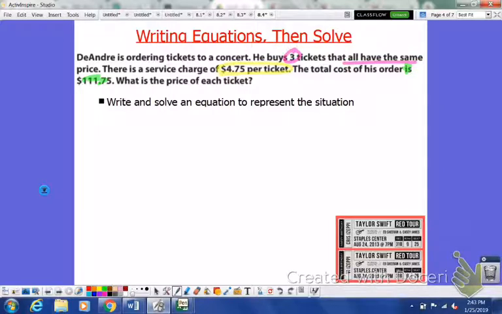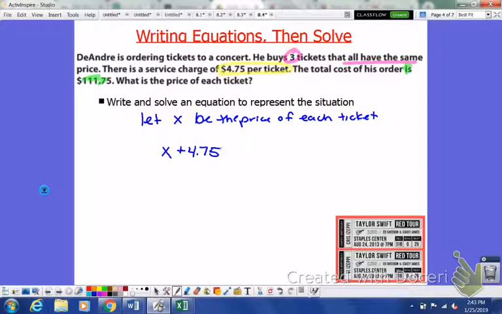Well, if we find our variable here, so let x be the price of each ticket. So x, and we know there's a service fee of $4.75 for every ticket. So that's how much we're spending for each person. There are 3 people going, so I want to take this whole quantity, multiply by 3, and then equals 111.75. Alright, there's our equation, now we just have to solve it.